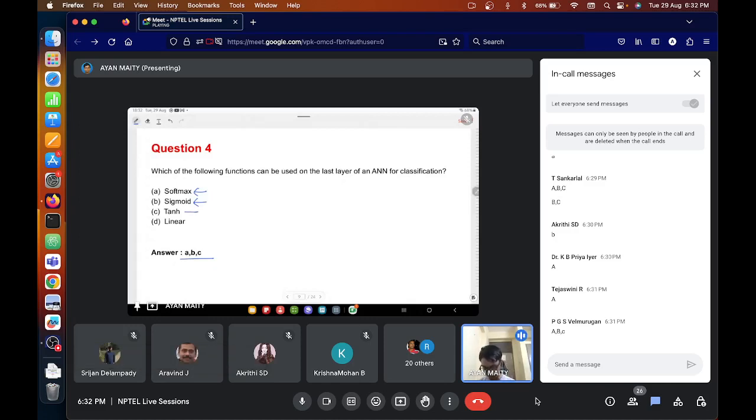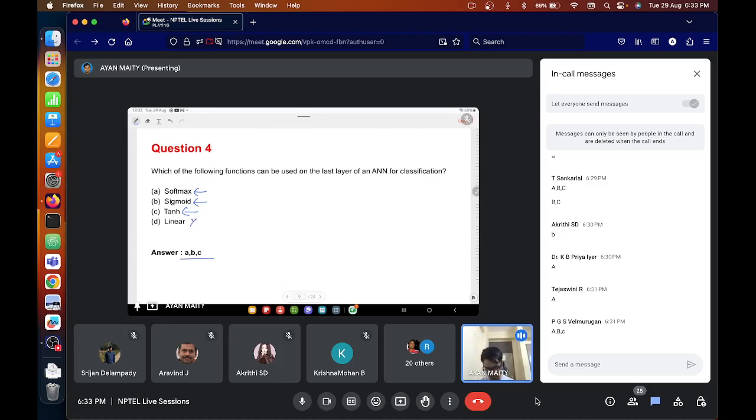Option C is tanh. So tanh is very similar to sigmoid. The only difference is that in case of sigmoid, the output value varies from 0 to 1, and in case of tanh the output value is from -1 to +1. Other than that, the tanh curve looks similar to the sigmoid, though the equations are different. But tanh can also be used because the value varies from -1 to +1. So similarly, we can use tanh also.